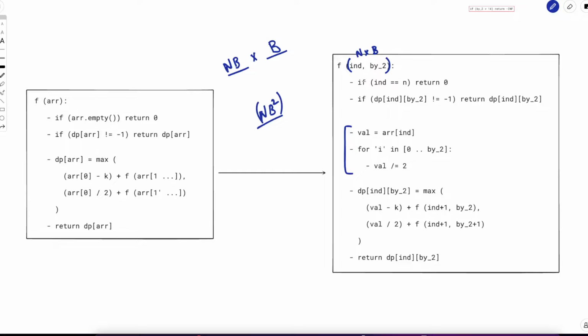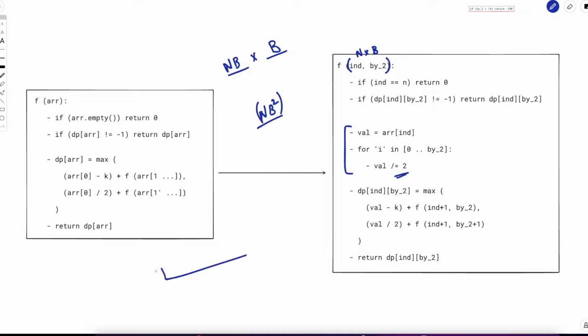So hope you thought about it. The maximum value of b here would be the number of times you can divide it by 2 to make it 0, because after 0, no matter what you divide it by, everything will remain 0.